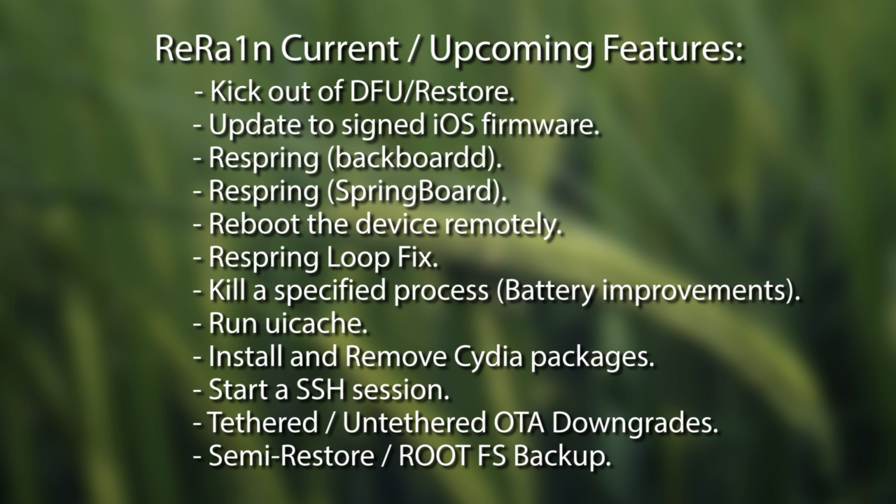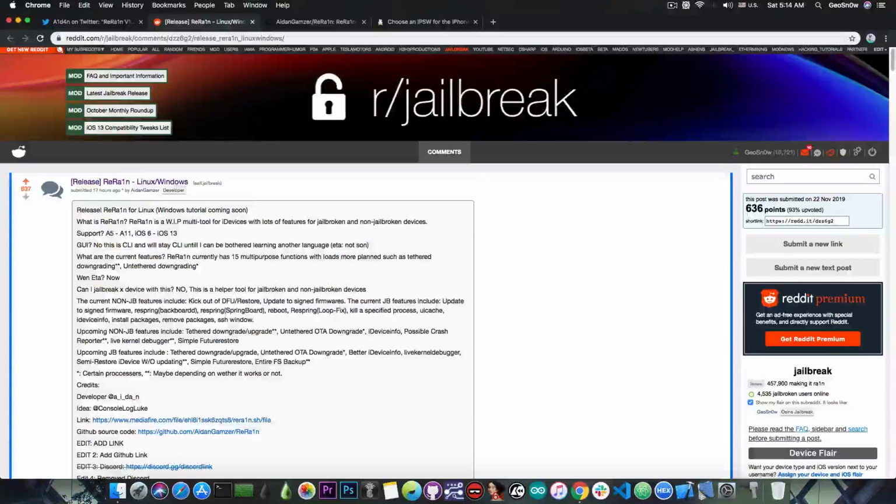But of course, the most important are yet to come. It says in here, quote, upcoming non-jailbroken features include tethered downgrade and upgrade, untethered OTA downgrade, live kernel debugger, and simple future restore. And then of course, upcoming jailbroken features, tethered downgrade and upgrade, untethered OTA downgrade, better iDevice info, semi-restore iDevice without updating, simple future restore, and entire file system backup. Now, this sounds a little bit like Android, where you can just backup the whole system after it's rooted. And that's actually quite an interesting idea, because you would be able to make a copy of all your setup, like your tweaks and themes.